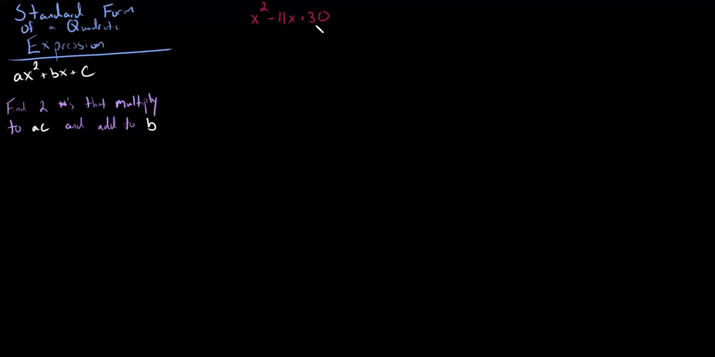So remember, factoring is undoing multiplication. So there were two binomials out there that when we multiplied them together, they ended up giving us this expression. We need to figure out what those two binomials are, okay? So in this case, a is 1, b is negative 11, and c is 30, okay? So what we need to do is find two numbers that multiply to a times c, which would be 1 times 30, which is 30, and add to b, which is negative 11, okay?